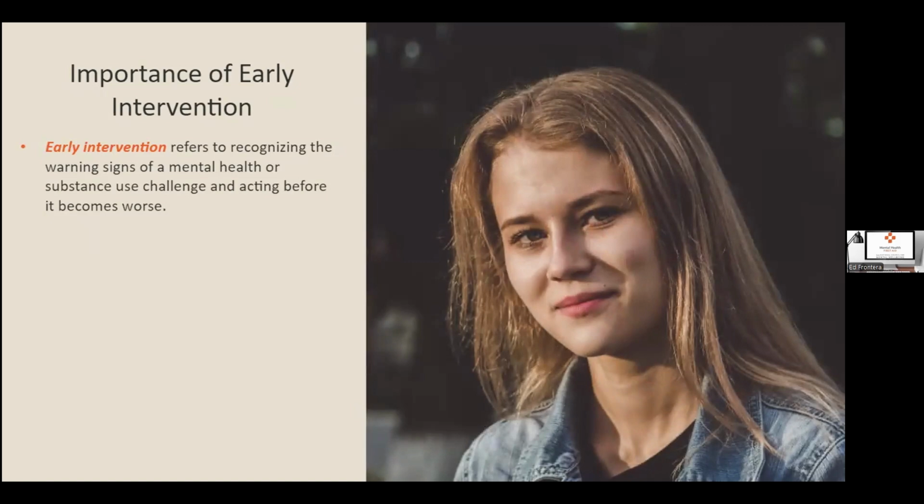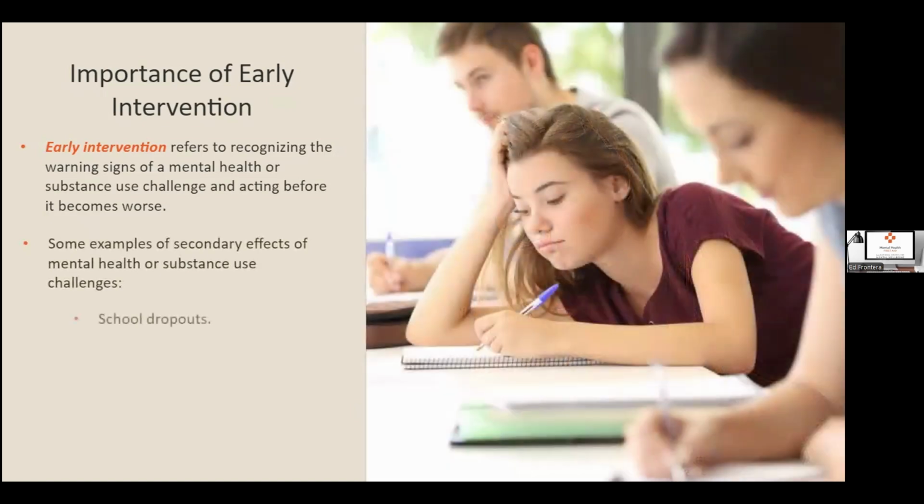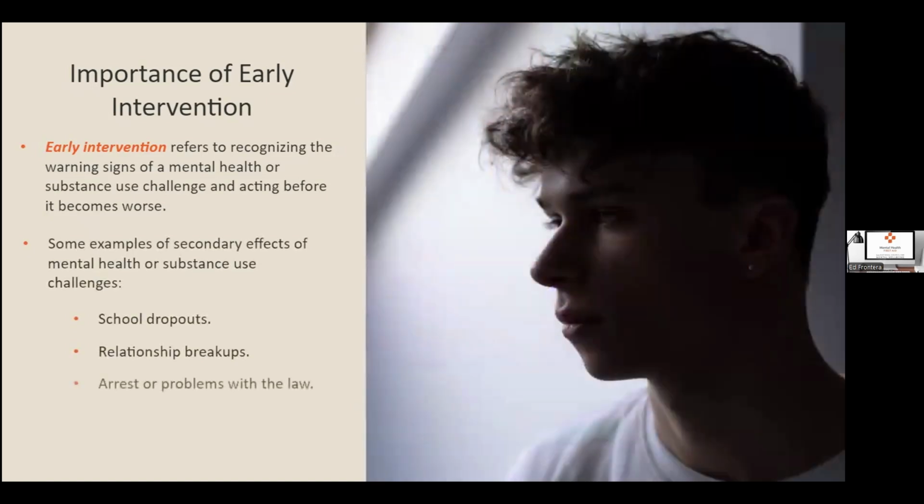Early intervention is key. Some examples of secondary effects of mental health or substance use challenges can be school dropout, relationship breakups, arrest or problems with the law, drug or alcohol problems. However, with early intervention, the risk of these secondary effects can be lowered. Early intervention may not always be possible. Sometimes youth or their families may not speak up about their challenges or want to ask for help, even when their life is impacted by the symptoms.